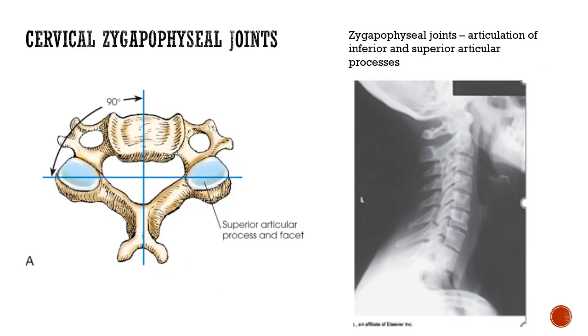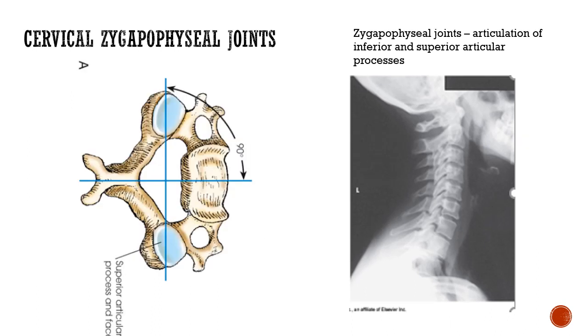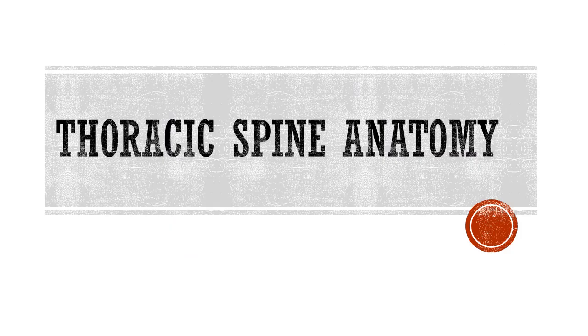The zygapophyseal joints are going to open at a 90-degree angle from the mid-sagittal plane, and that's the articulation. Zygapophyseal joints are the articulation of the superior and inferior articular processes of one above the other, and we're going to be able to turn the vertebra to the side so we can see how it has to turn 90 degrees, which is into a lateral projection.